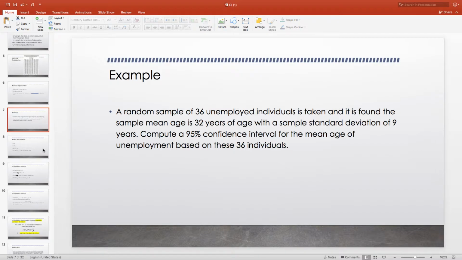And the reason why it's more practical is because if I want to obtain the true population mean, I'd have to somehow be able to identify every single unemployed individual in the population, and then calculate their average age. It's very time consuming, if not impossible, to identify every single unemployed individual in the population. Okay, so instead I can take a random sample, or as best I can a random sample, and calculate a confidence interval. Okay, so let's go on with calculating the confidence interval.